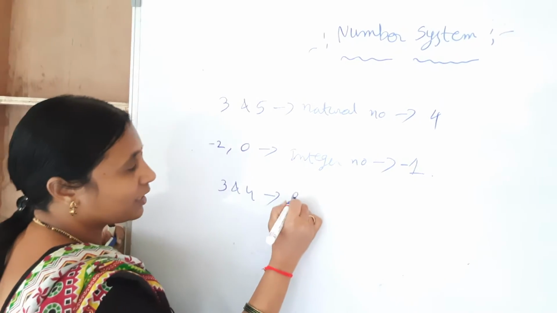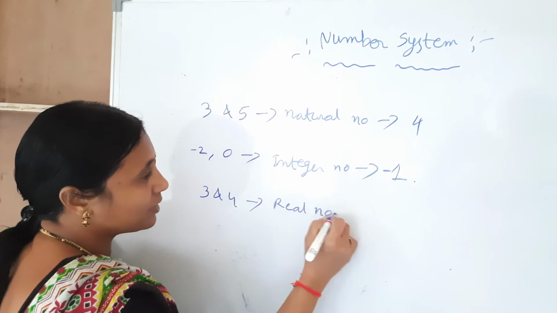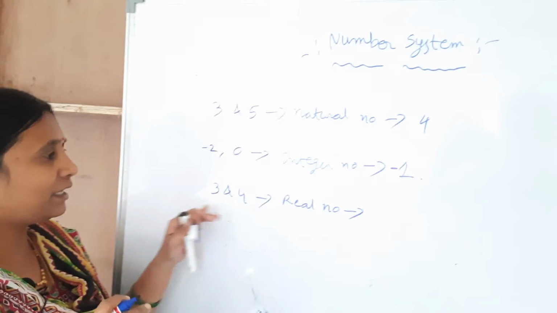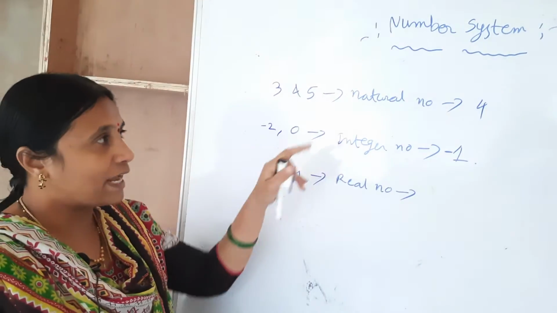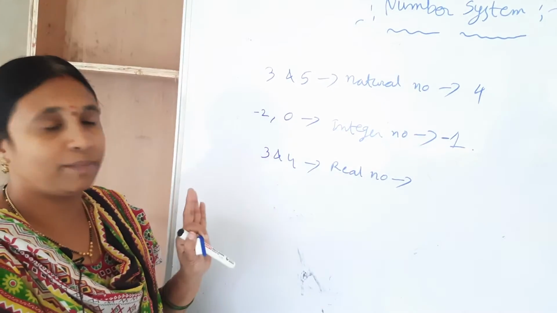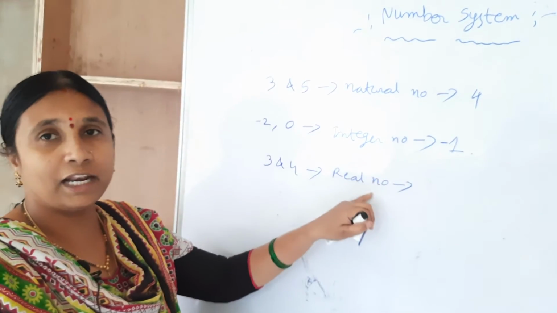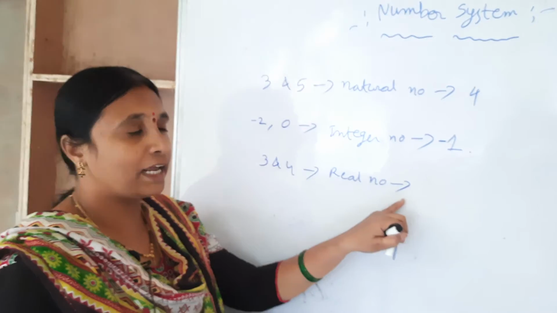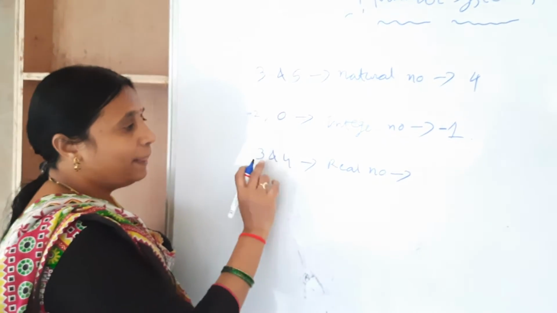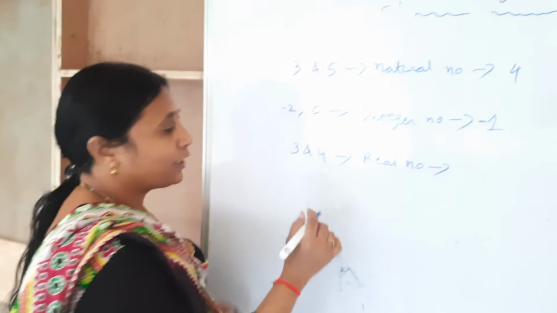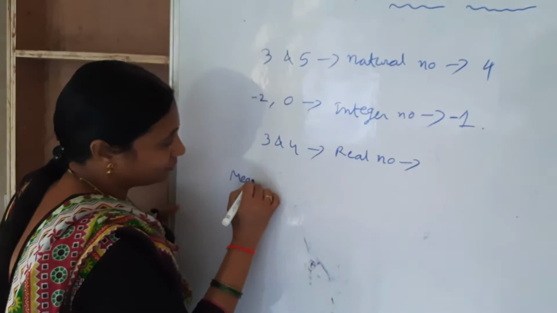What is the real number between these two numbers? How can we express it? Here there is no natural number and no integer. The number we have to insert is only a real number. How can we find that real number? What is the middle number between these numbers? By using the mean method.